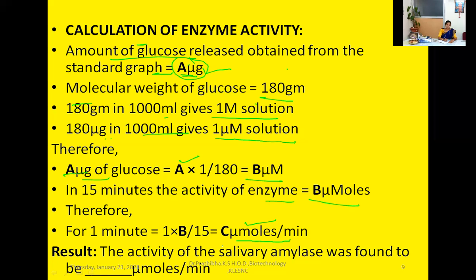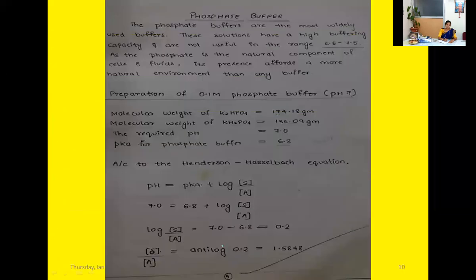Now let us go through question number 1, part B, that is preparation of buffers. You may get the phosphate buffer or you may get the citrate buffer. Now let us go through the phosphate buffer. Here you can see the preparation of 0.1 molar phosphate buffer, pH 7. Here this is pH 7. Now, how to prepare this particular phosphate buffer?